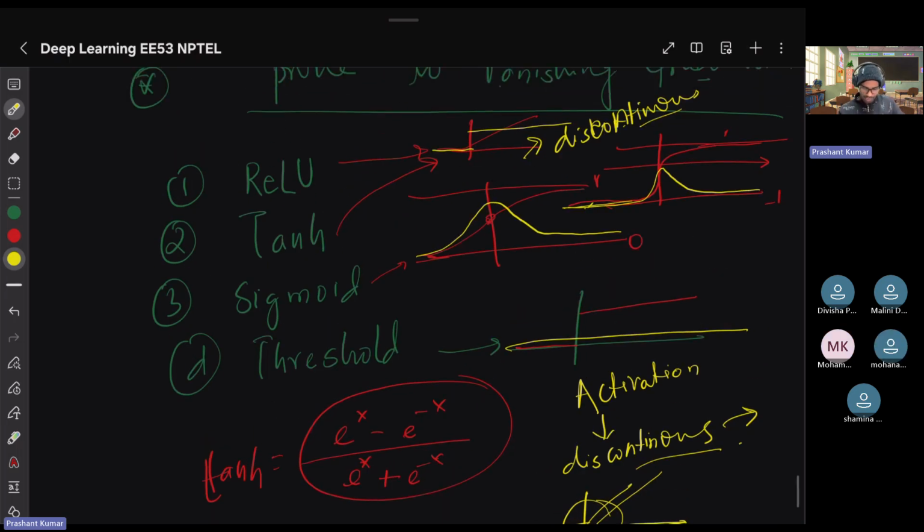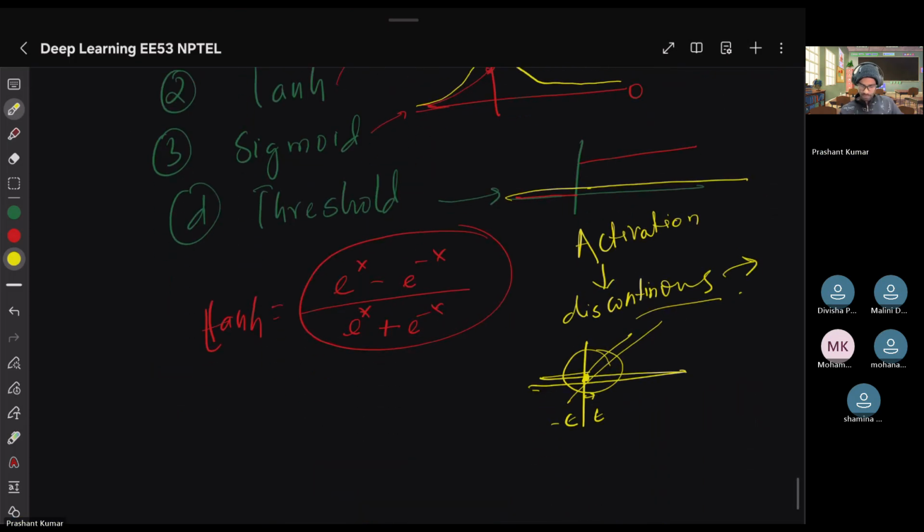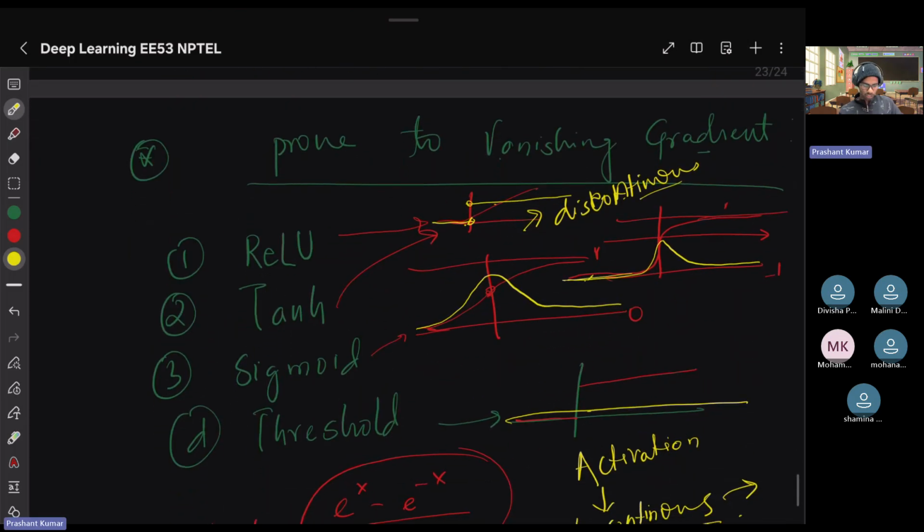Here the gradient is zero, here as well. However, the gradient has some value here. Here it is zero and here it is some value. And here it is zero everywhere. And in the case of tanh, this gradient is much steeper than the sigmoid. If you are trying to calculate the gradient, it will look something like this.